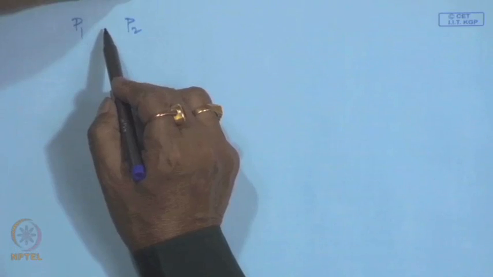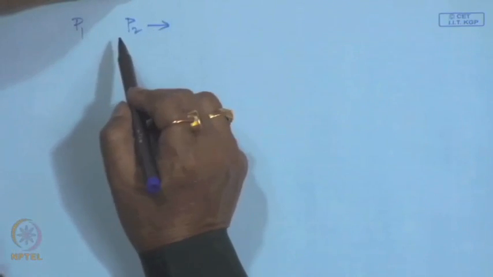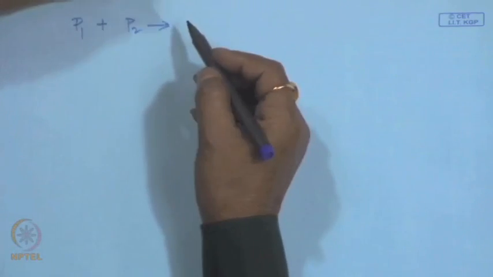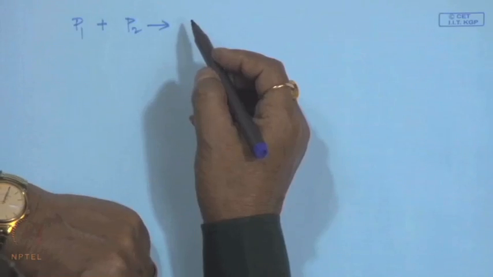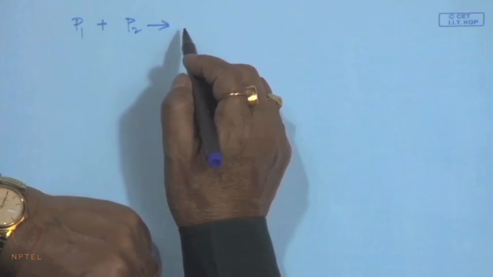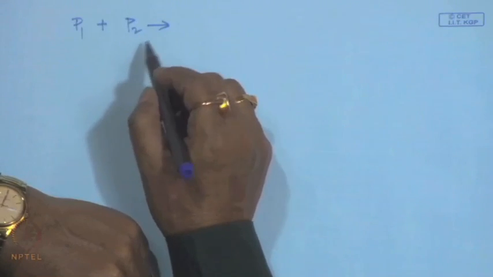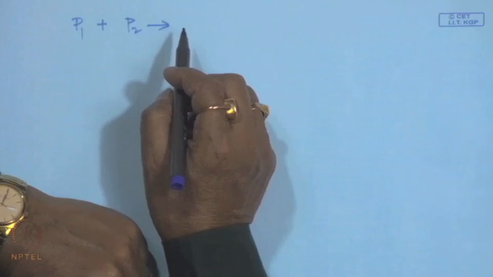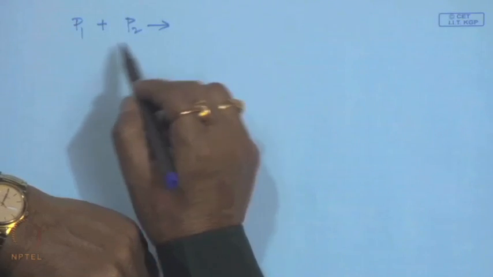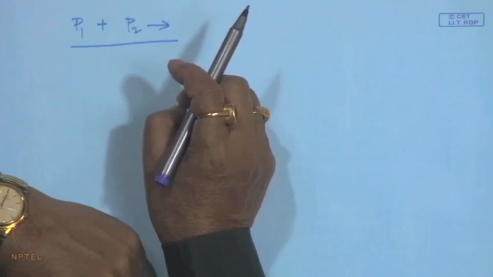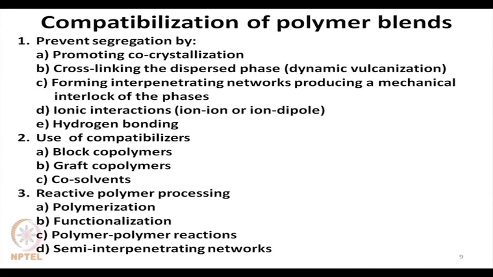can react with each other to form a new product, and through such reaction, separation of phase P1 from phase P2, or separation of phase P2 from P1, can be prevented, or even the monomer of P2 can be polymerized in the matrix of P1. That is a technique known as polymerization. Through polymerization, we can also go for compatibilization, which is one of the techniques of reactive polymer processing. Functionalization.